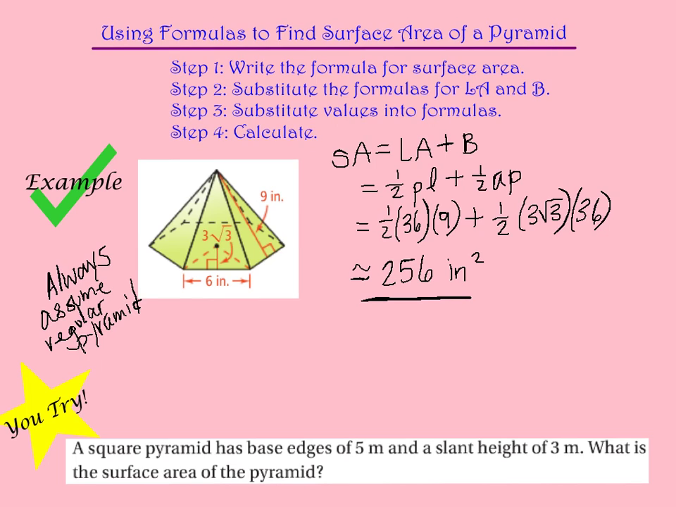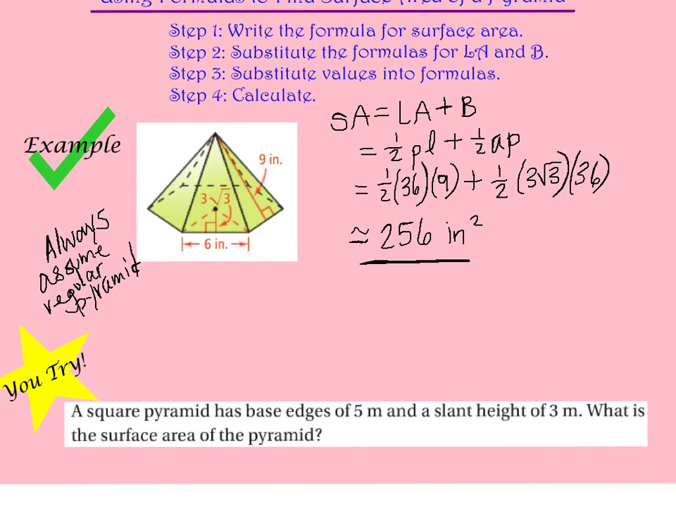So I want you to do the same thing below. I want you to go ahead and you try. This says a square pyramid has base edges of 5 and a slant height of 3. What is the surface area of the pyramid? Notice here that you have a square pyramid. So even though you don't have a drawing, it lets you know that your base is a square. Lets you know that the edges of the base are 5 and that your slant height's 3. That's really all you need to know.